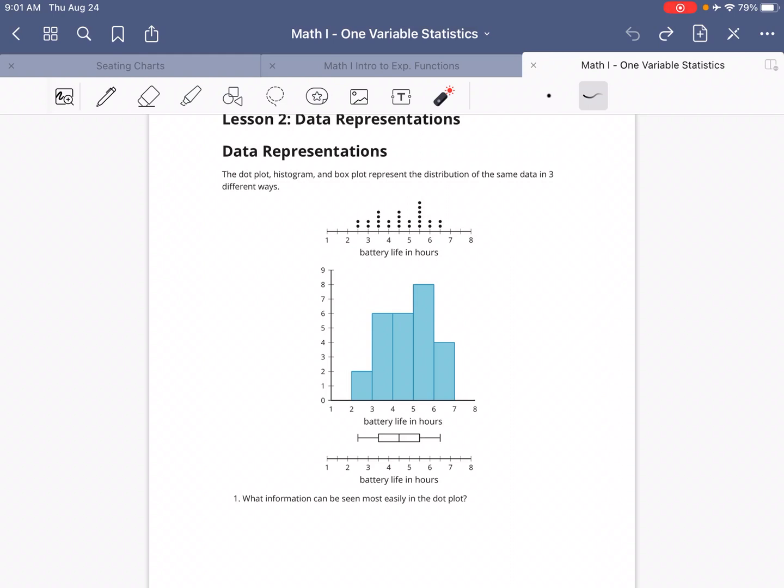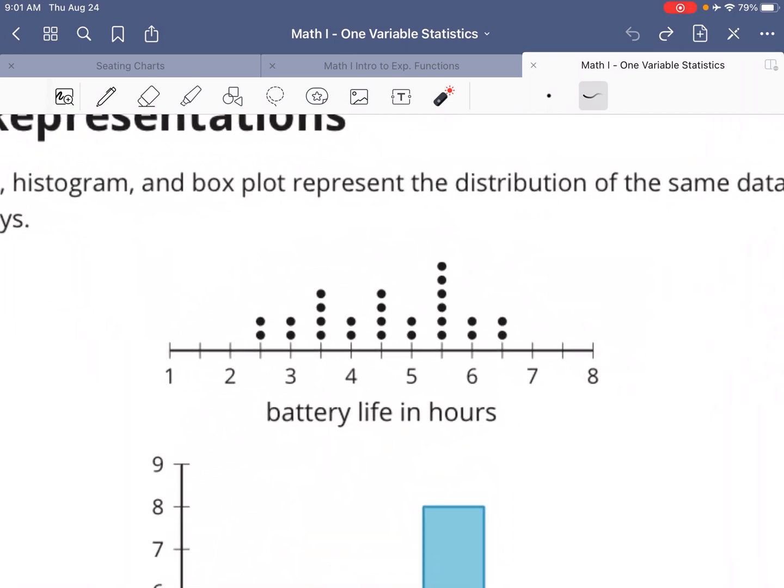Hey Math 1 students, this is the key concepts and cool down from the cool down called Reasoning About Representations. So what I'm going to do real quick is give you a brief overview of what dot plots are, what histograms are, and I've got another slide that shows us what box plots are so that we know what we're talking about here.